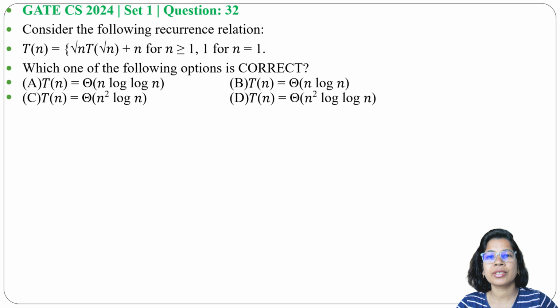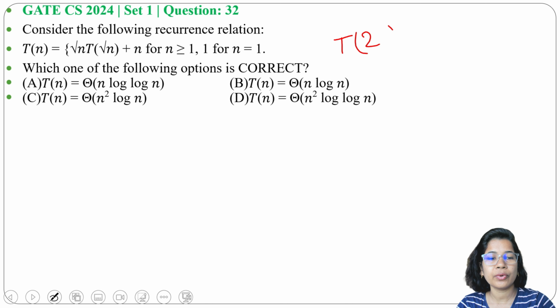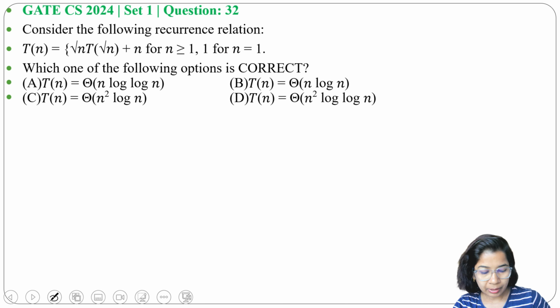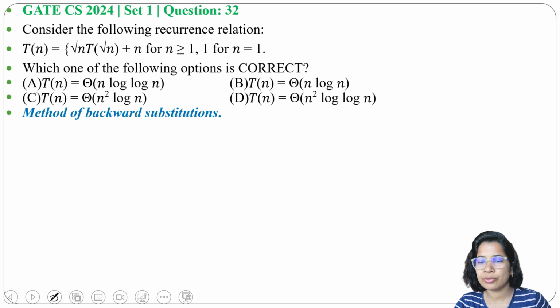I already discussed the same recurrence relation during lecture. There I considered the initial condition as T of 2 equals to 1, whereas in this question it's given as T of 1 equals to 1. Still the answer will be the same as we are finding approximate, not exact running time. Here I will use backward substitution.